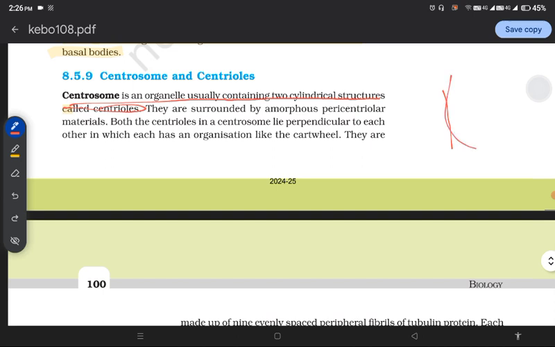called centrioles. They are surrounded by amorphous pericentriolar material. Both the centrioles in a centrosome lie perpendicular to each other, which has an organization like a cartwheel.